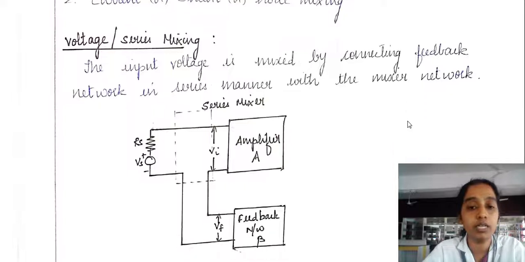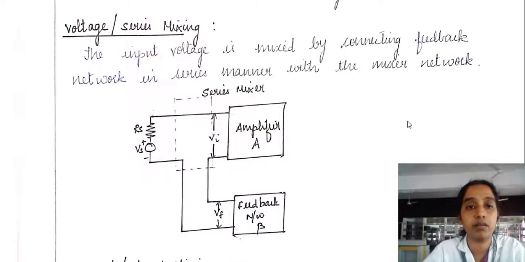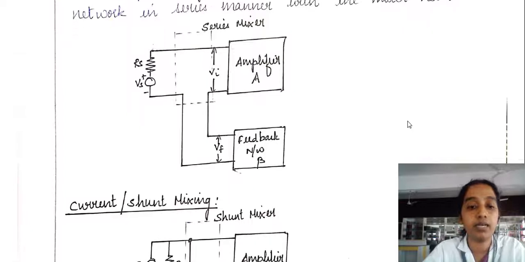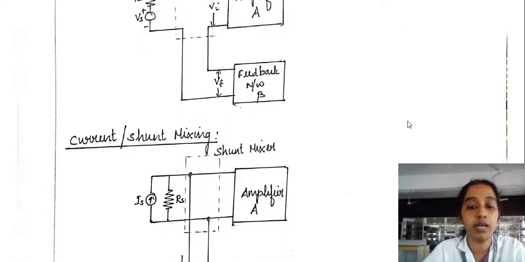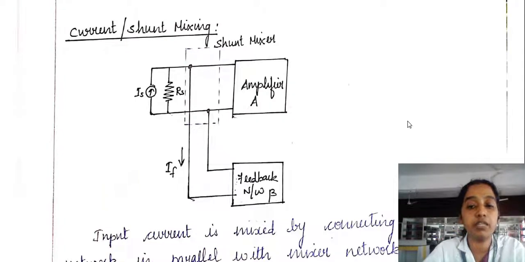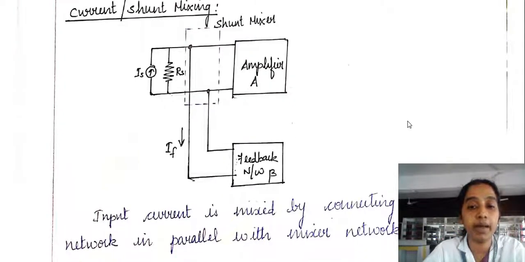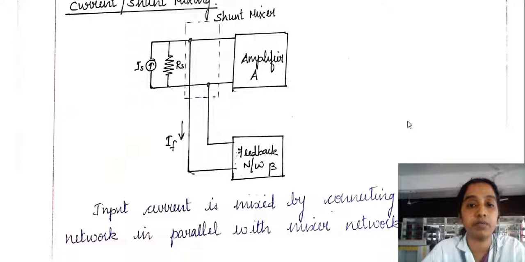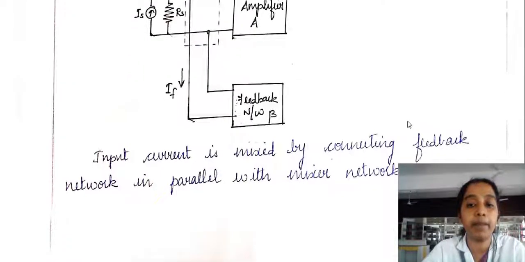Here the voltage parameter is mixed by connecting the feedback network in a series manner. How is the current mixed? The current or shunt mixing is done by the feedback network in parallel with the mixer network. So it is connected in parallel.